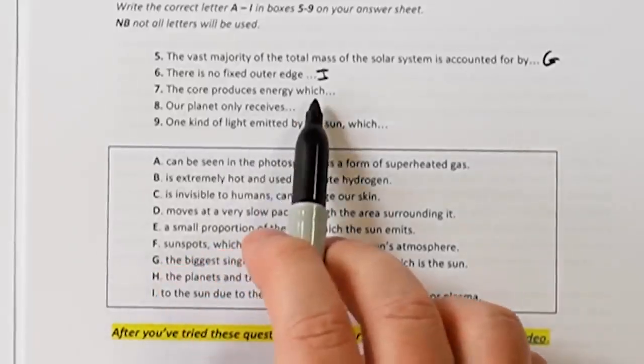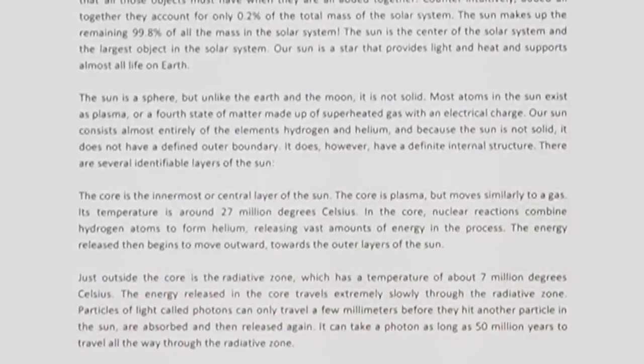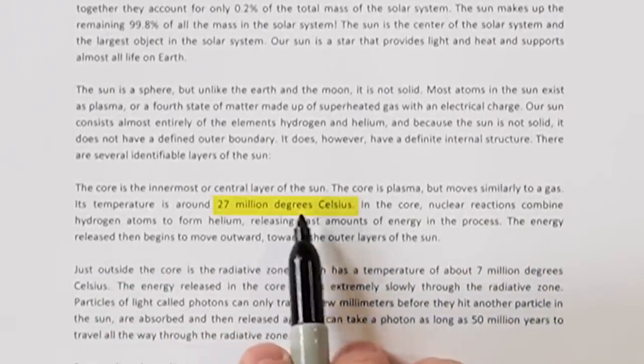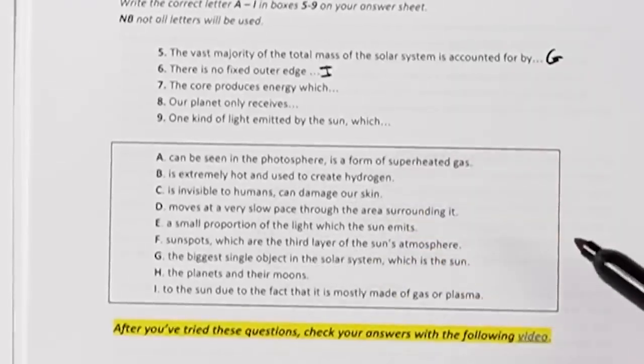The core produces energy which is, could be which verb, which powers. So it could be describing it, it could be talking about what it does. Let's have a look for the core. So we know the core is here. So it might be talking about which is 27 million degrees Celsius. When we look back here, is there anything talking about how hot it is? No, so we need to go back there.